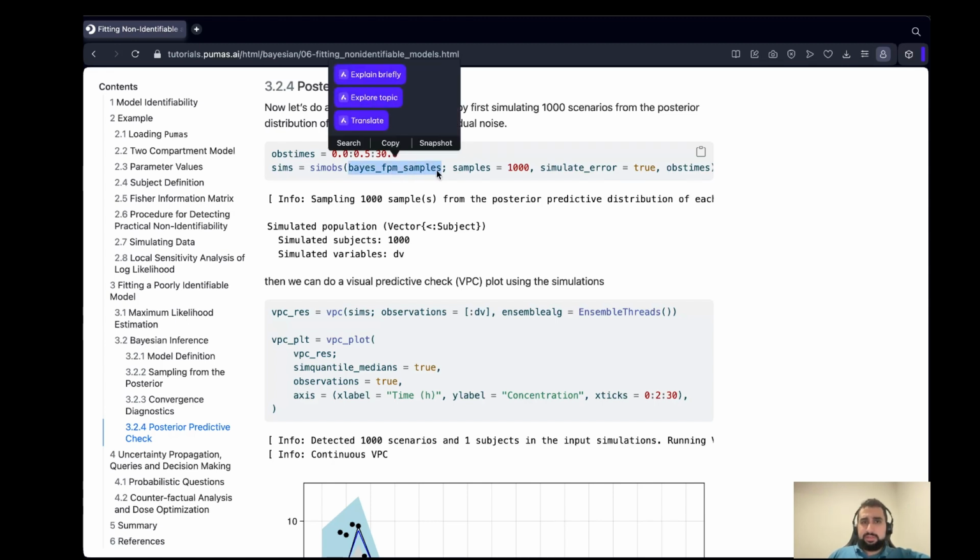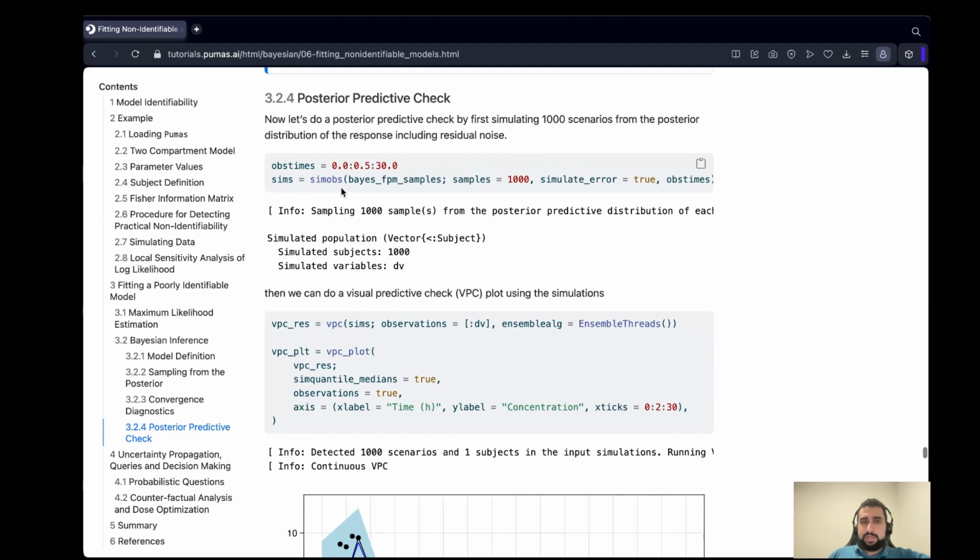Basically, you pass the output of fit with MCMC to simobs, and then specify how many samples we want. Then you can say whether or not you want to simulate the residual error, so whether you want to get just the predictions at the end, or simulate the residual error as well. You can specify that with this keyword argument, and then which observation times you want. By default, this will just be the sample times in your subjects, but you can also change them. So you can simulate much denser samples than your data to get smooth curves and so on. So simulating is usually done for plotting, but also for other purposes, of course.